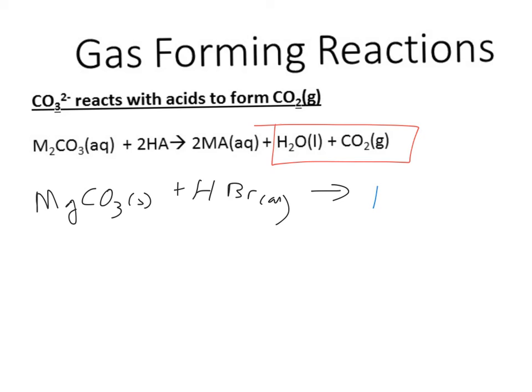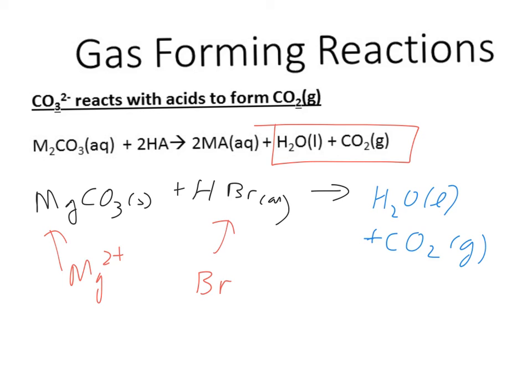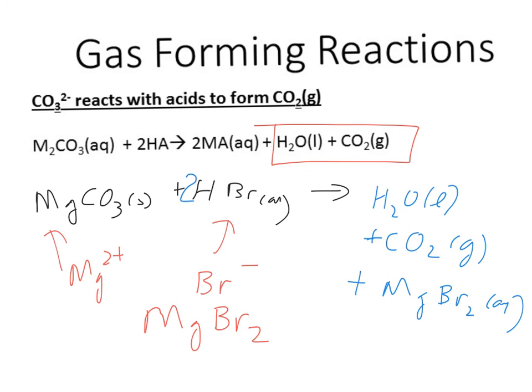Well, we know our product is going to be water. We know our product is going to be carbon dioxide. And then it's just a matter of figuring out what our salt is. Here we have magnesium 2+. We have bromide, which is -1. So we're going to need 2 bromides for every 1 magnesium. So over here I would have magnesium bromide aqueous. And to balance here, I have 2 bromides over there, so I'm going to need 2 over here. That also takes care of my hydrogen problem.